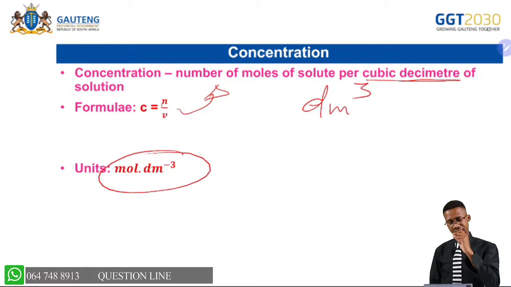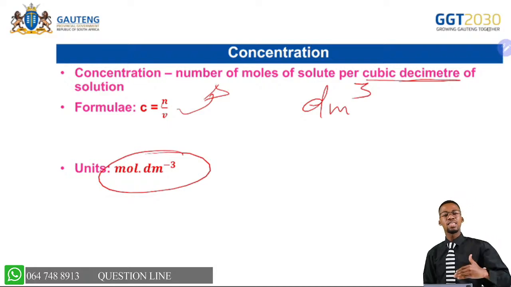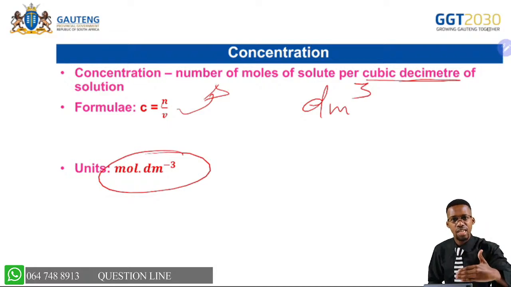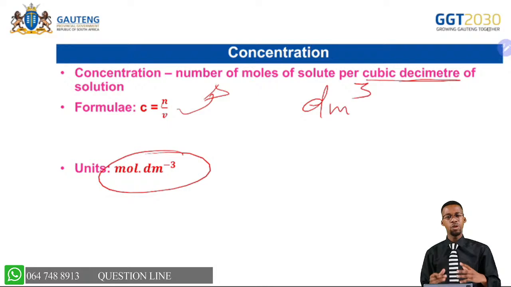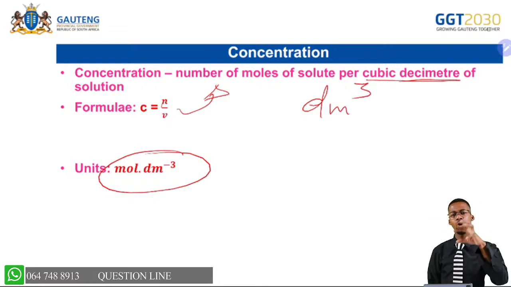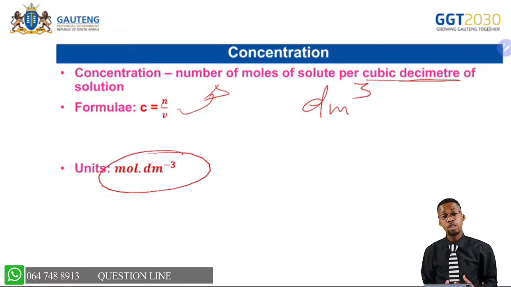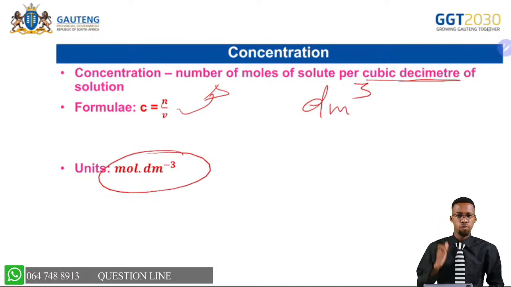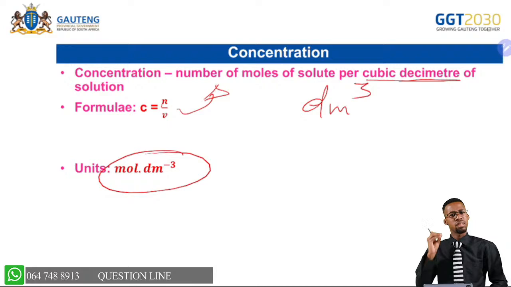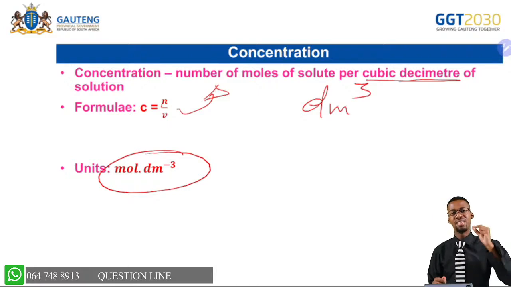So it is important for us to understand this concentration. Concentration is number of moles divided by volume in what? In decimeter cube. So if we find a volume that is not in decimeter cube, it is our duty as grade 10 learners to make sure that we convert the volume to decimeter cube, because the definition says per cubic decimeter. So our volume must be in decimeter cube.